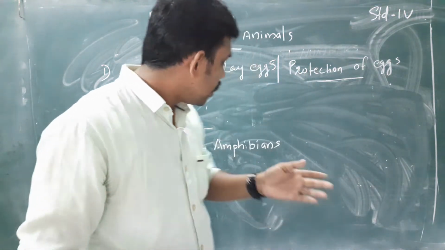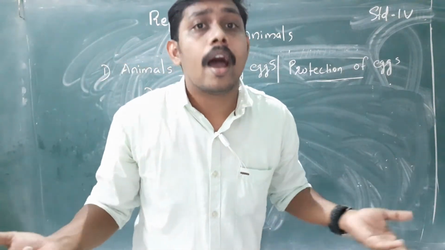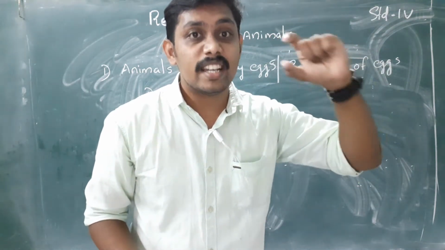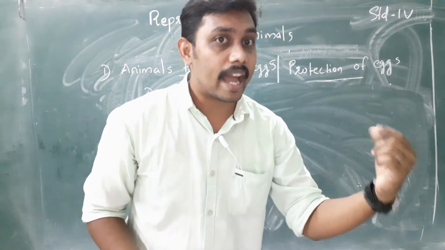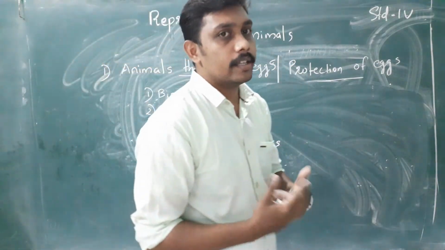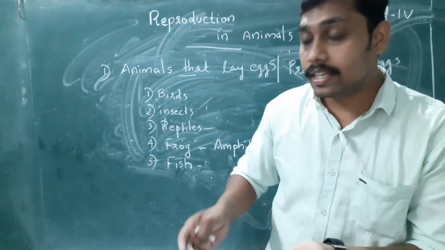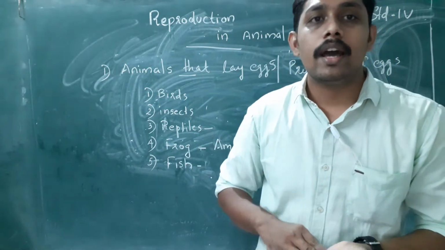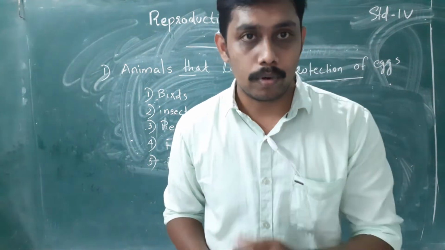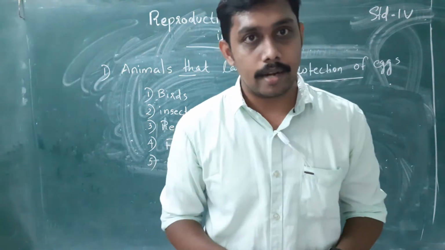Okay. And the frog is an amphibian. What do you mean by amphibian? Amphibian means the animal which lives both in water and on land. They are called amphibians. In the case of frog, they lay eggs in the water, and after hatching, the young one is formed. That young one is called a tadpole.